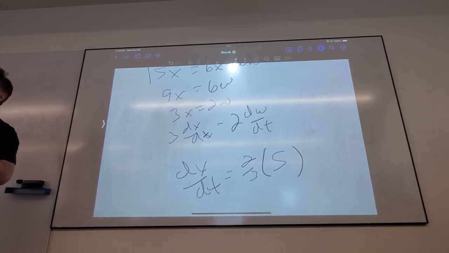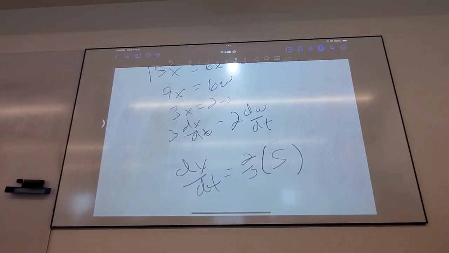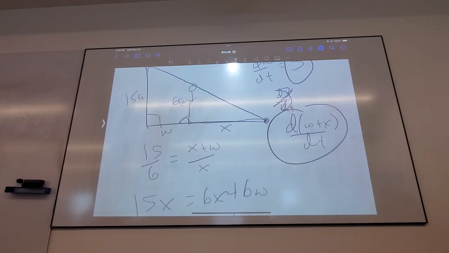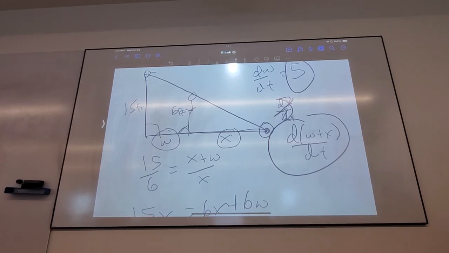Yes? Yeah. So you're saying find dx/dt. You already know dw/dt, so it's just add them together, because that's our answer. What tells me how quickly this is moving? How quickly this is moving plus how quickly this is moving. And we already know dw/dt, so if I could just get dx/dt, I add them together. I like it.